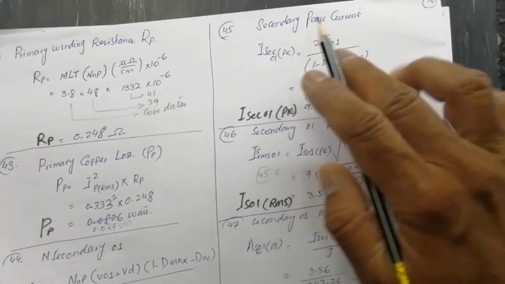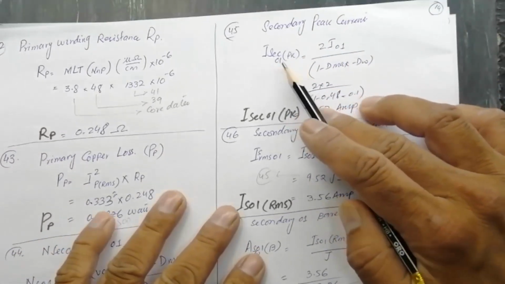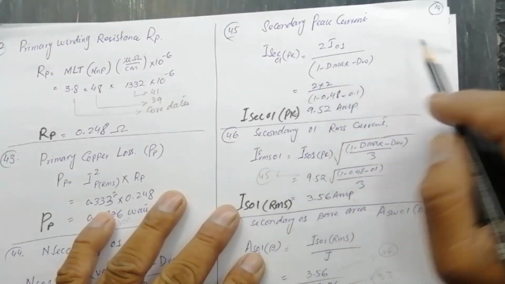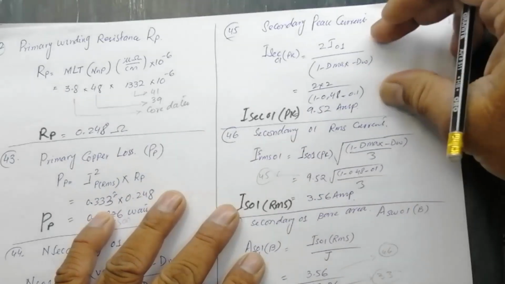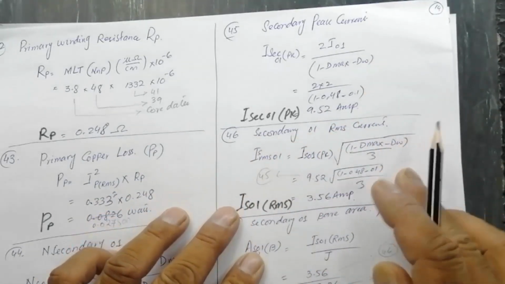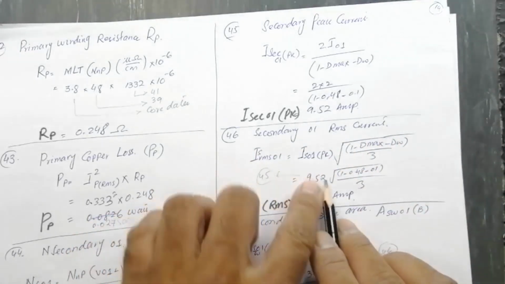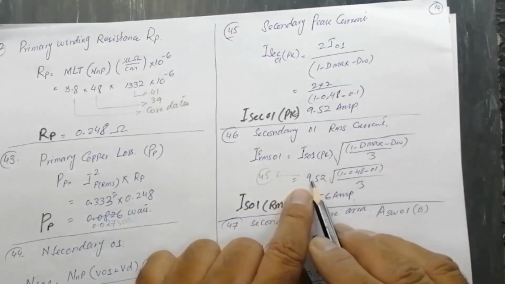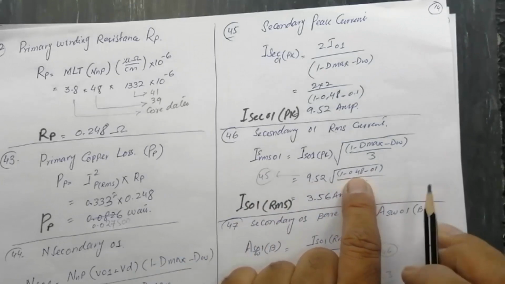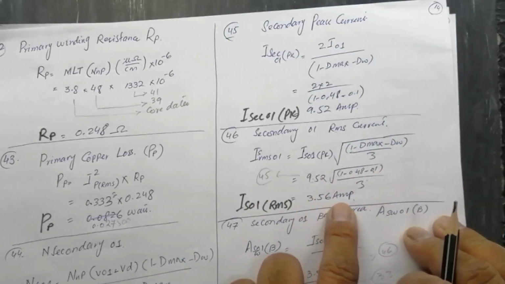Now we can calculate the secondary peak current. I secondary 1, secondary number 1 peak current, 2 I out, divided by 1 minus Dmax, the same as we calculated in primary, it is 9.52. For secondary RMS current, same as we calculated in primary, the same formula, we just have to put this value from step number 45, it will come here, and the same formula: 1 minus 0.48 minus 0.1, divided by 3, whole under root, it is 3.56 ampere.